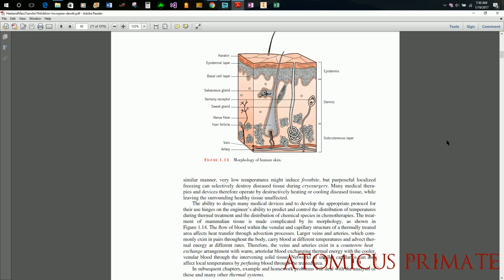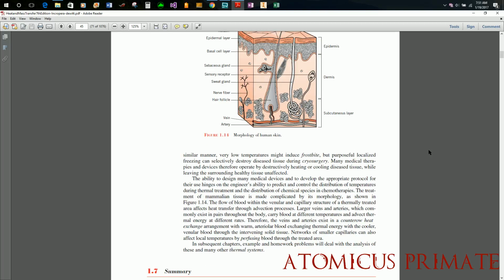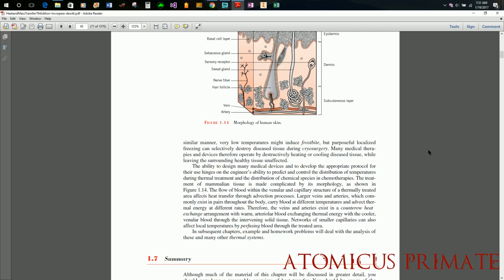The ability to design many medical devices and to develop the appropriate protocol for their use hinges on the engineer's ability to predict and control the distribution of temperatures during thermal treatment and the distribution of chemical species in chemotherapies. The treatment of mammalian tissue is made complicated by its morphology. As shown in Figure 1.14, the flow of blood within the venular and capillary structure of the thermally treated area affects the heat transfer through advection processes.